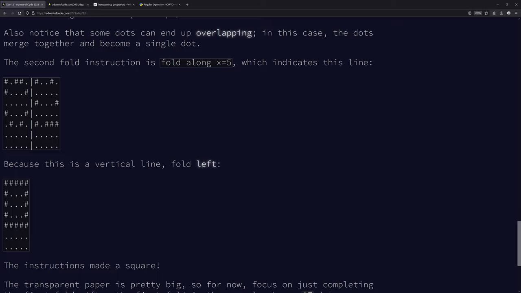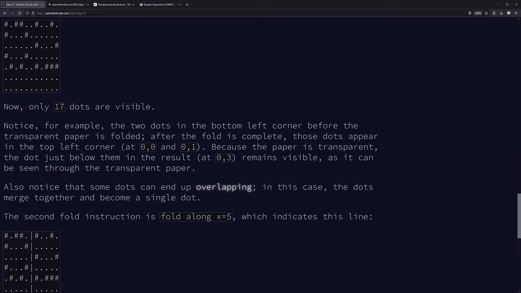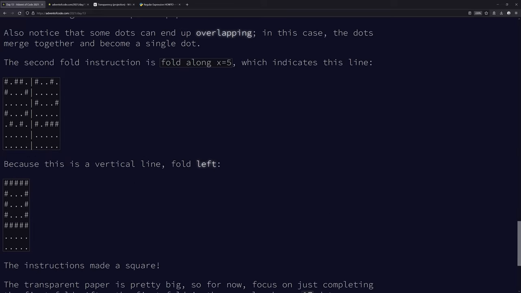So, let's see. The math on this to figure out how much x to translate is what we're looking for. So we want to make a function where the input is a dot location, a fold location, the current set of all locations. Well, actually, this could be a set, the set of points. So we can do that first, right? Because we're basically going to be eliminating duplicates. So using a set is good to start. All right.